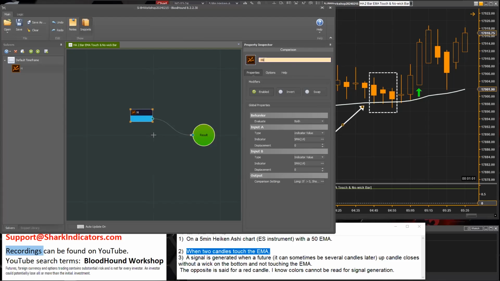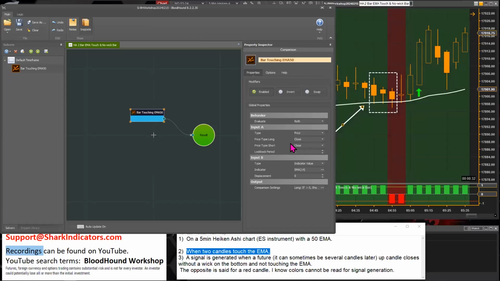So high greater than EMA, and low, that's a little complicated. Let's just say bar touching EMA 50. There we go. Input A is going to be the bar high and the bar low, so let's set the type to price.